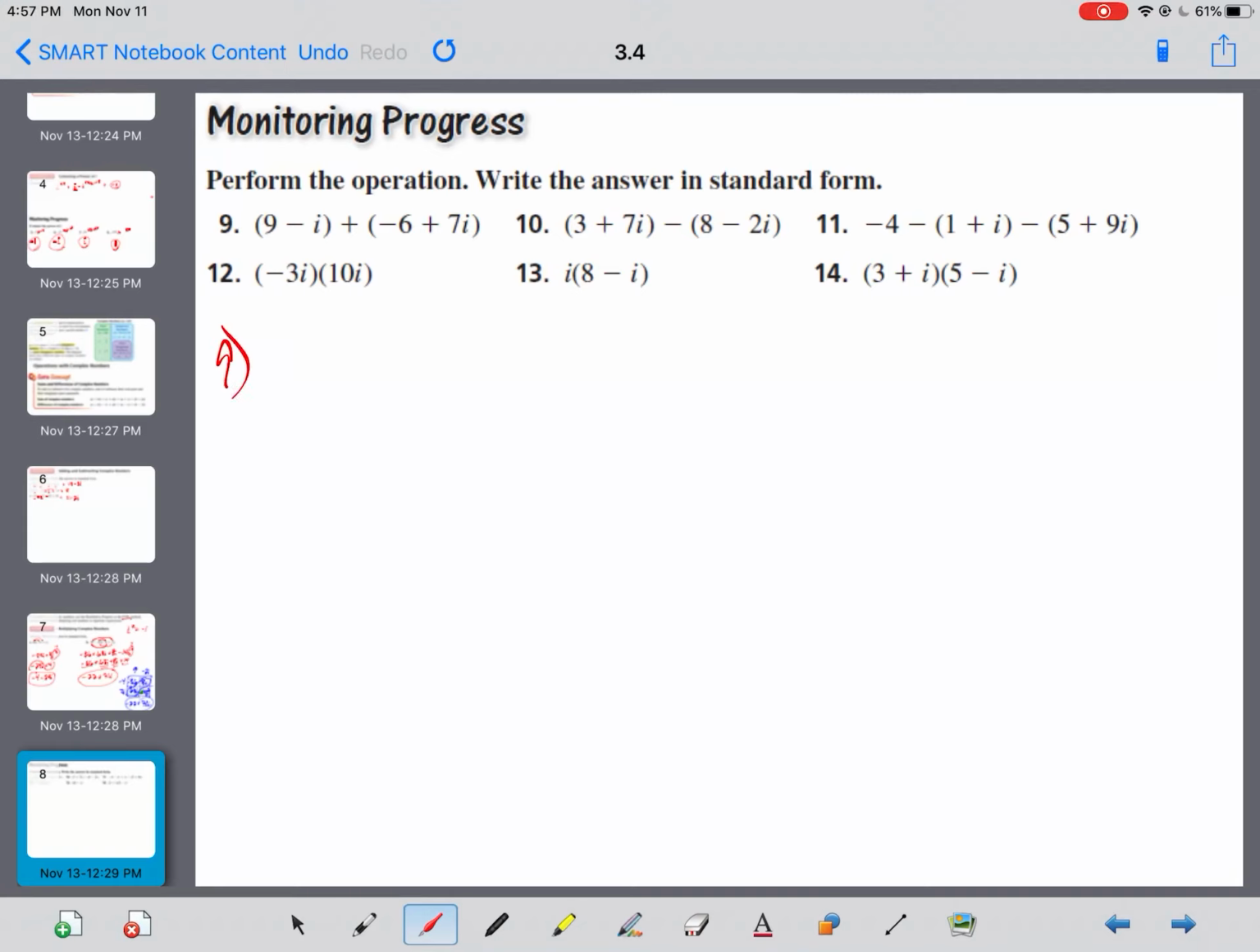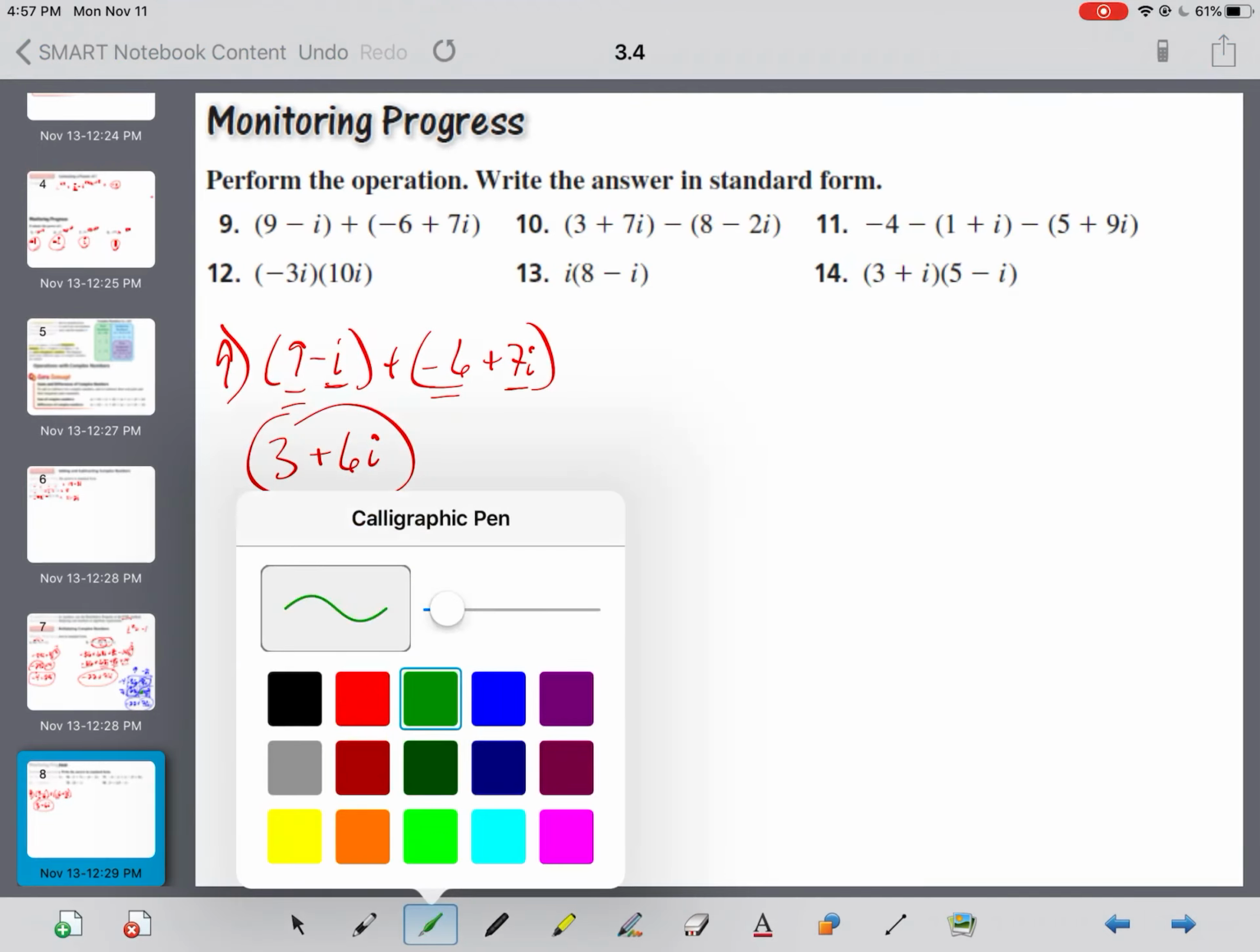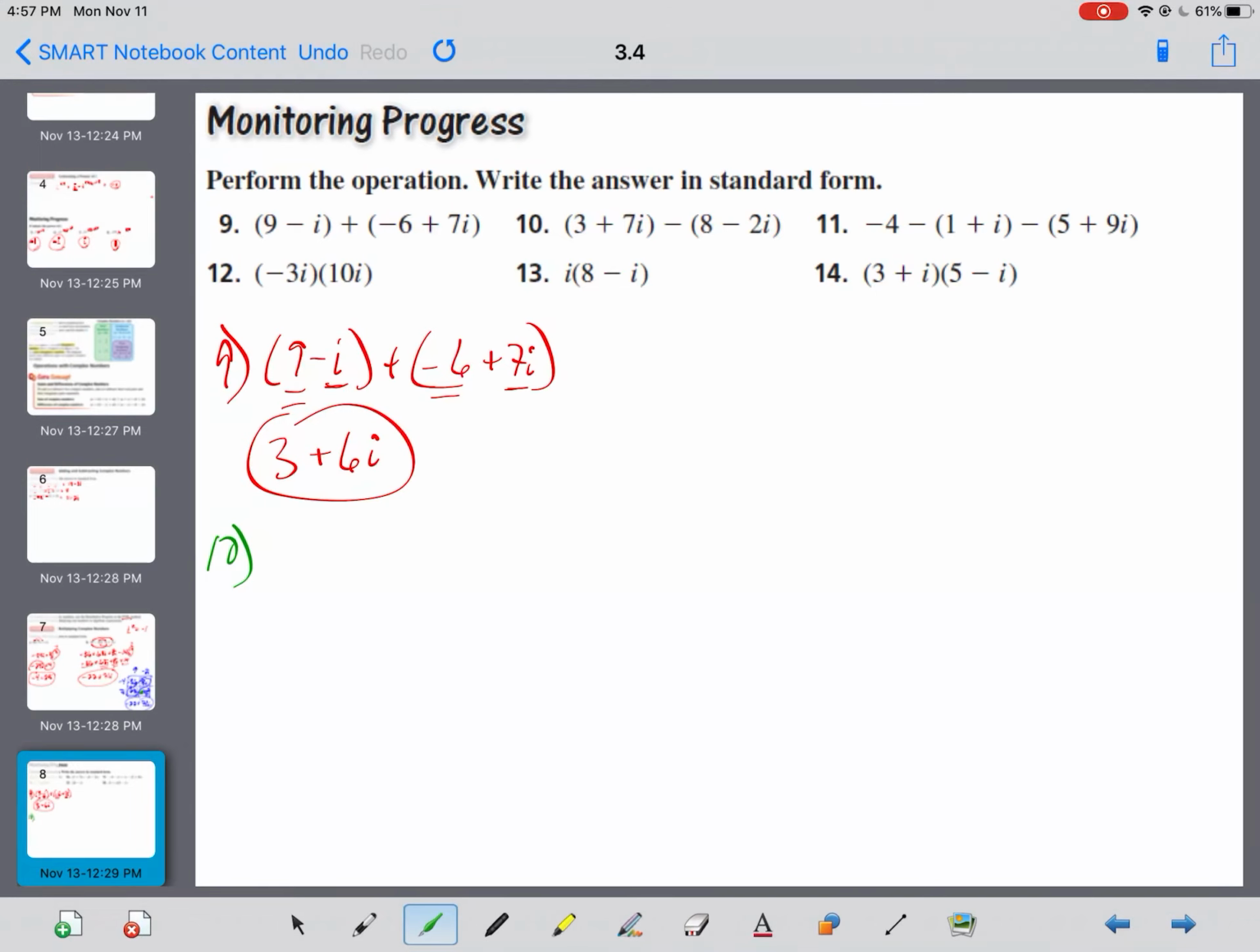All right, let's do 9. 9 minus i plus negative 6 plus 7i. 9 and negative 6 are like each other. Negative i and 7i are like each other. So we're going to get, let's see, 9 and negative 6 makes 3, plus 6i. Let's try 10. 3 plus 7i minus 8 minus 2i.